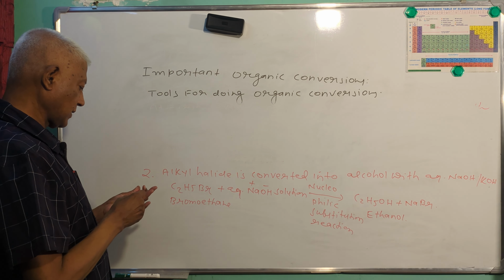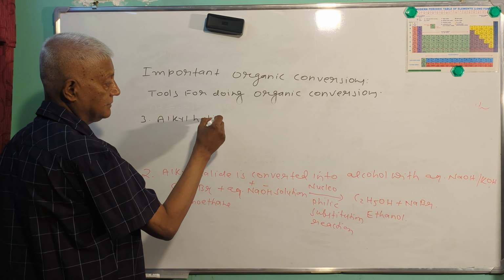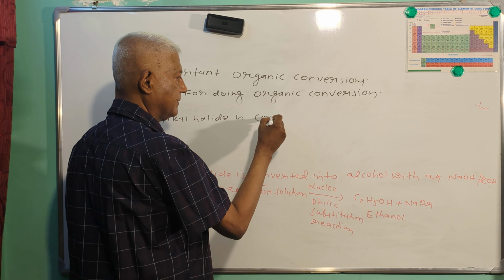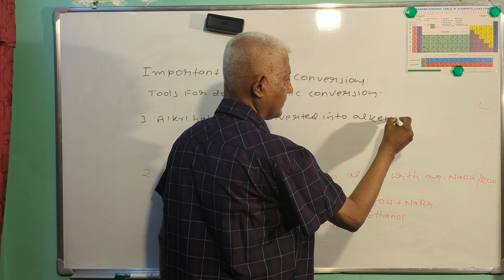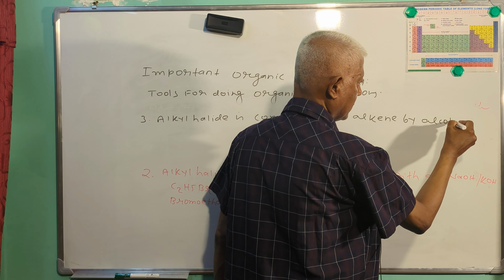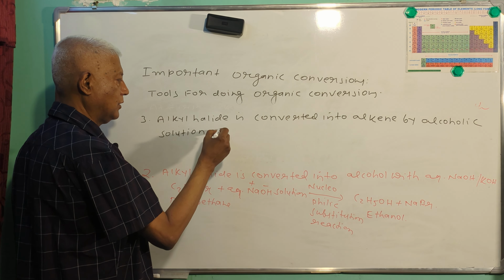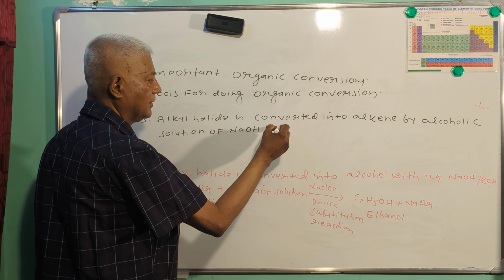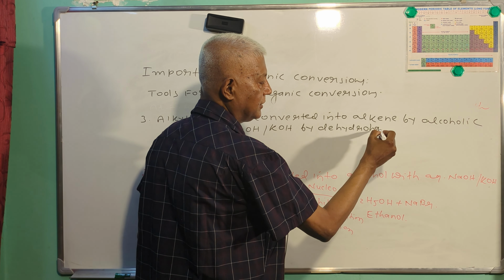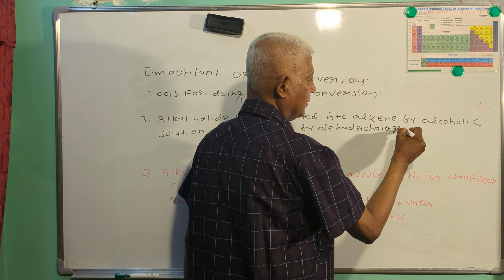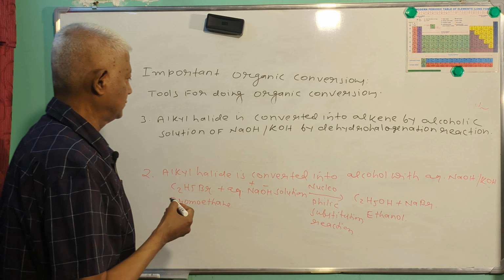The third one is alkyl halide. Generally, alkyl halide is converted into alkene by an alcoholic solution of maybe sodium hydroxide, maybe potassium hydroxide, by dehydrohalogenation reaction. I have already taught you this.